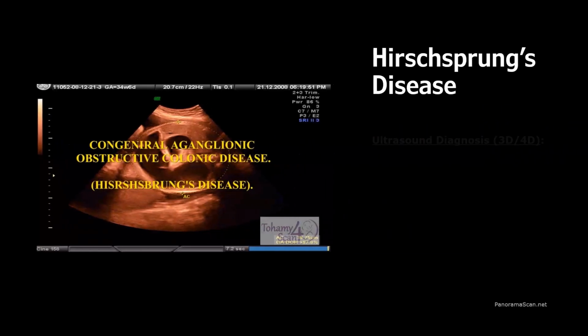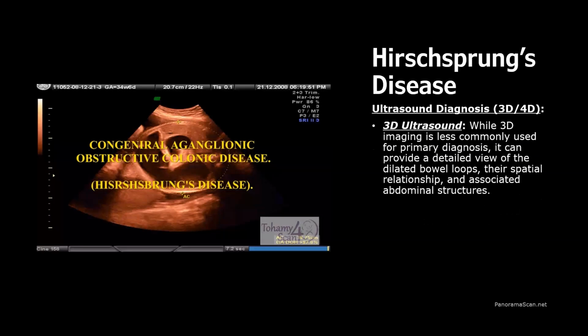Let's talk about how 3D and 4D ultrasound are used in diagnosing Hirschsprung's disease. 3D ultrasound is not typically the primary method for diagnosing this condition, but it can be helpful in providing a detailed view of the dilated bowel loops.